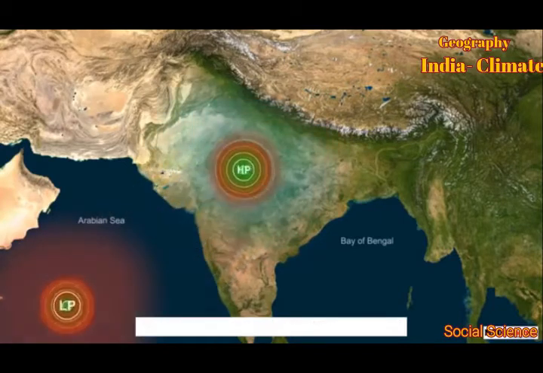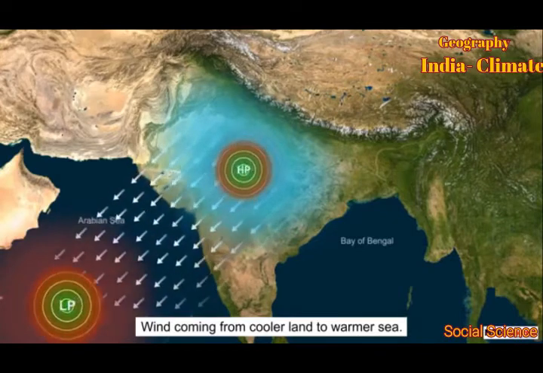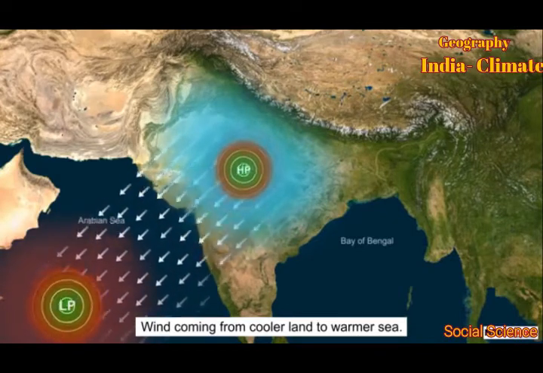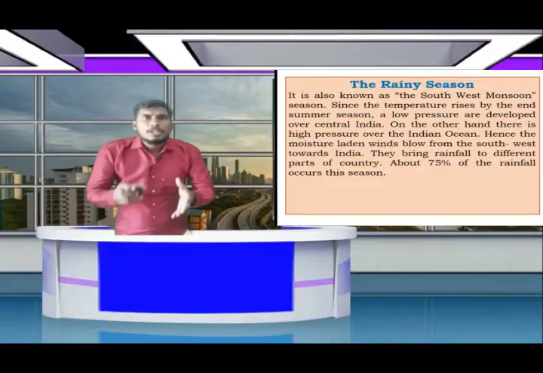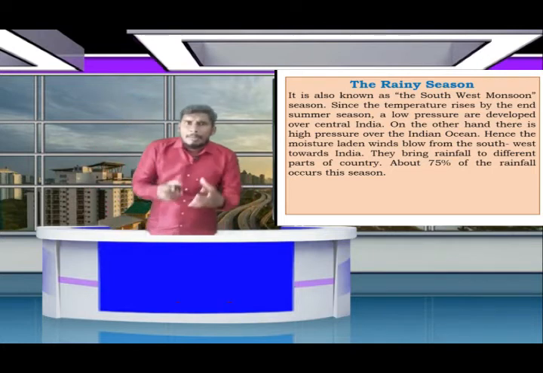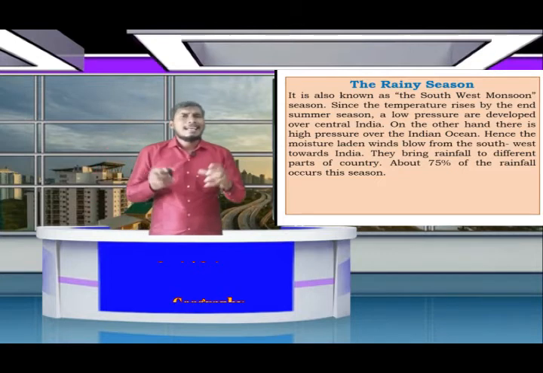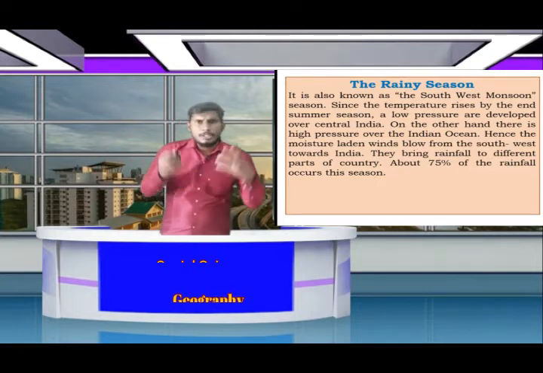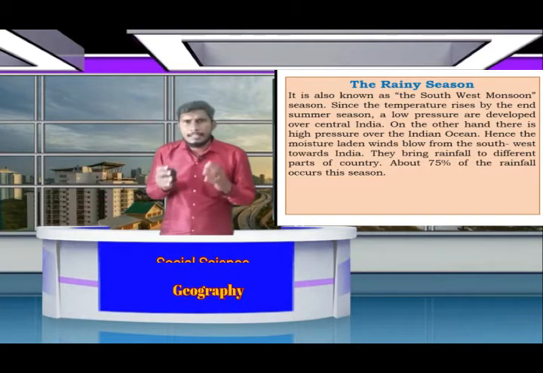As the pressure system reverses due to apparent shifting of the sun from the Tropic of Cancer to the equator, the wind also reverses back to the same direction from where it comes. Dear children, with that video, you might have understood the rainy season as well as the retreating monsoon season. Now let us see about the rainy season.